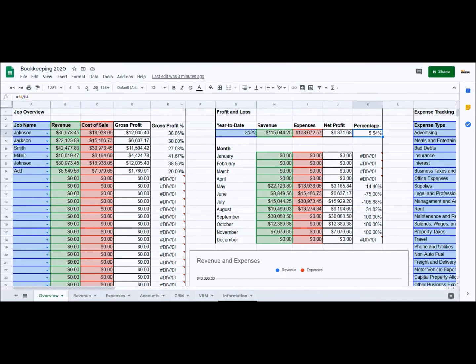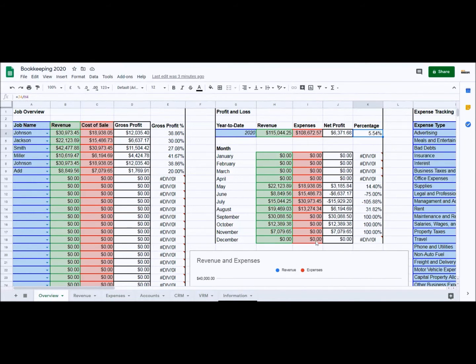Now, the job overview tab here with all the job names is good to see the gross profit. But the net profit is really what you're after, because the net profit shows you really the financial health of your business. So taking a look at this profit and loss statement is really going to help you to identify things in your business that you can improve on.